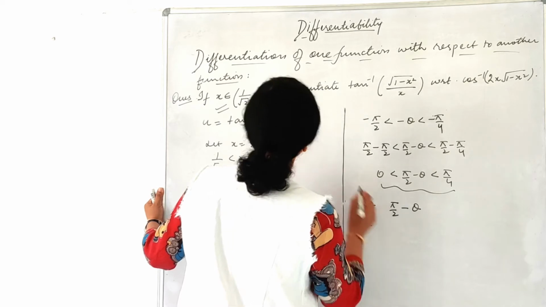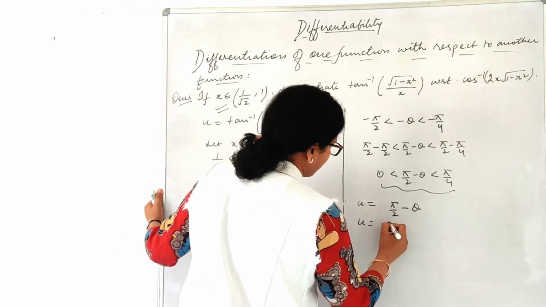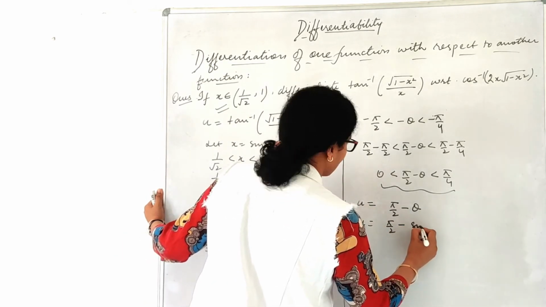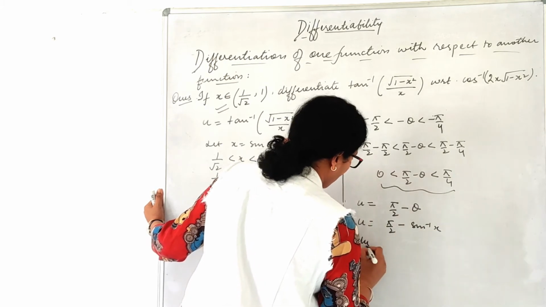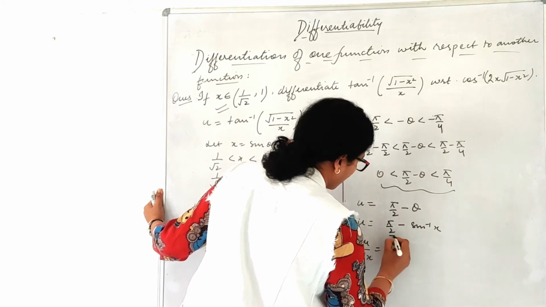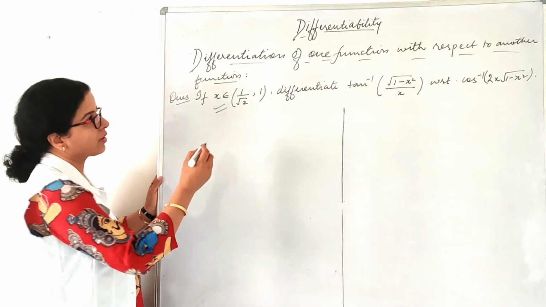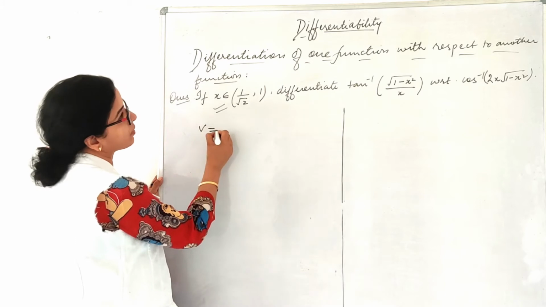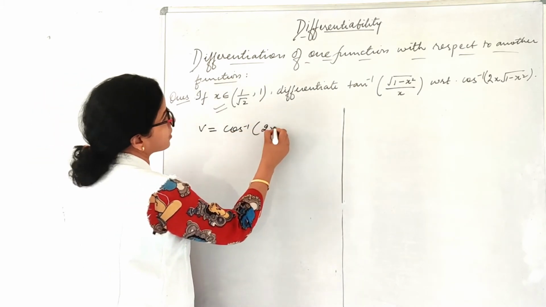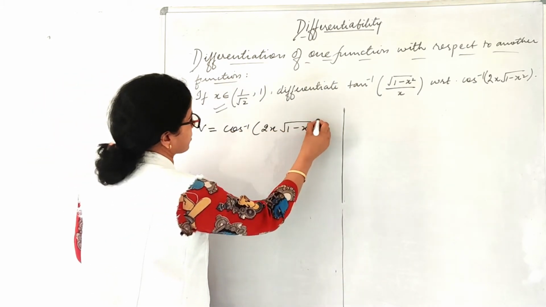Substitute the value of theta from this equation. So I am getting pi by 2 minus sine inverse x. du by dx equals to, this will become 0 minus 1 upon root 1 minus x square. So now let us take the v part. v is equal to cos inverse 2x root 1 minus x square, right?